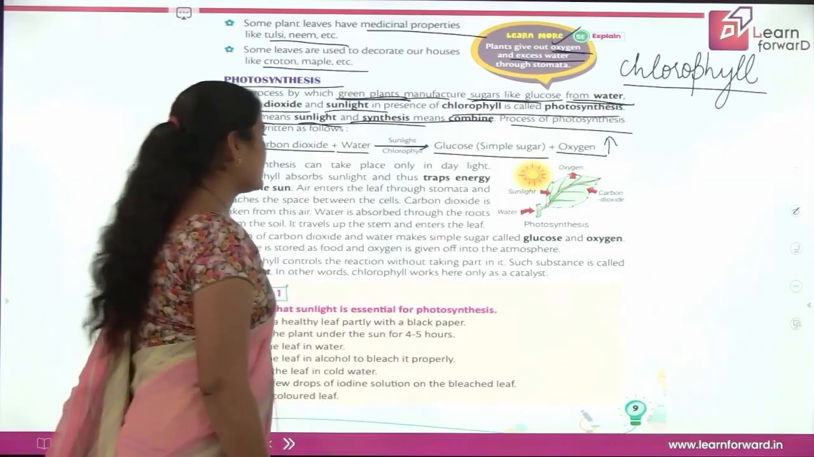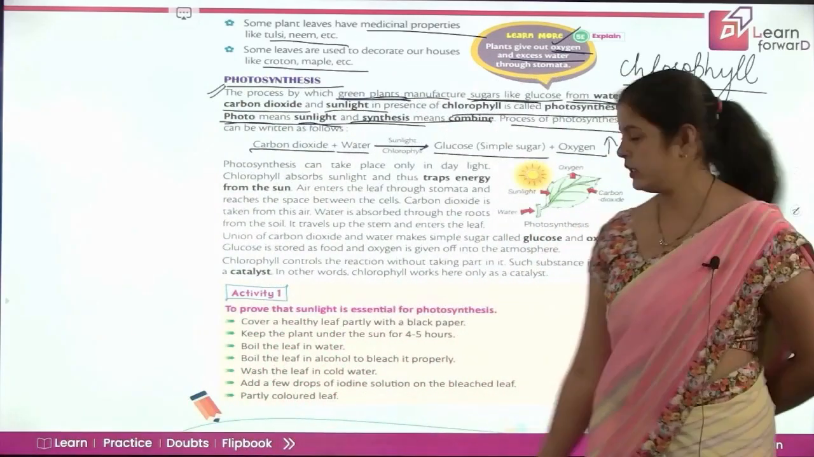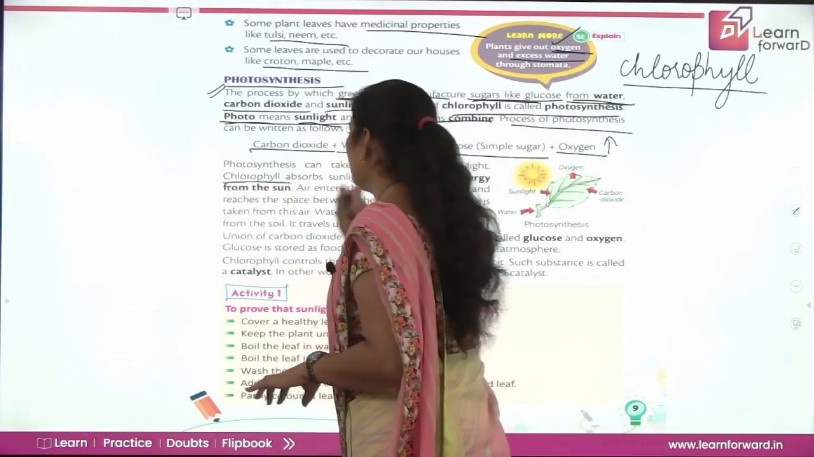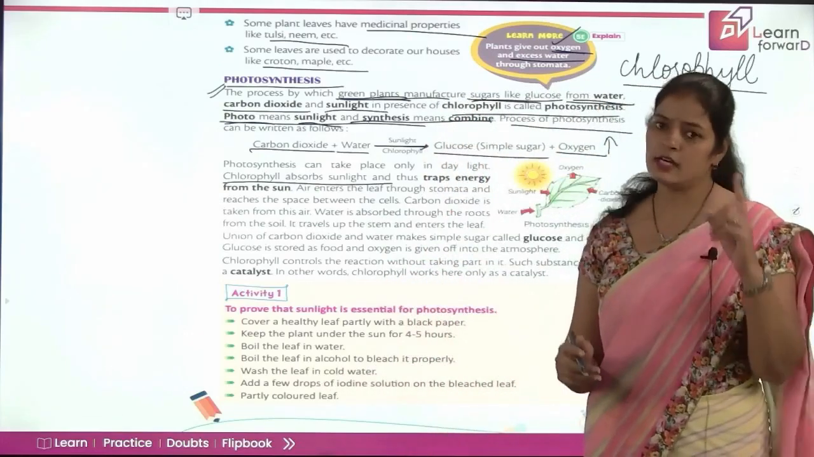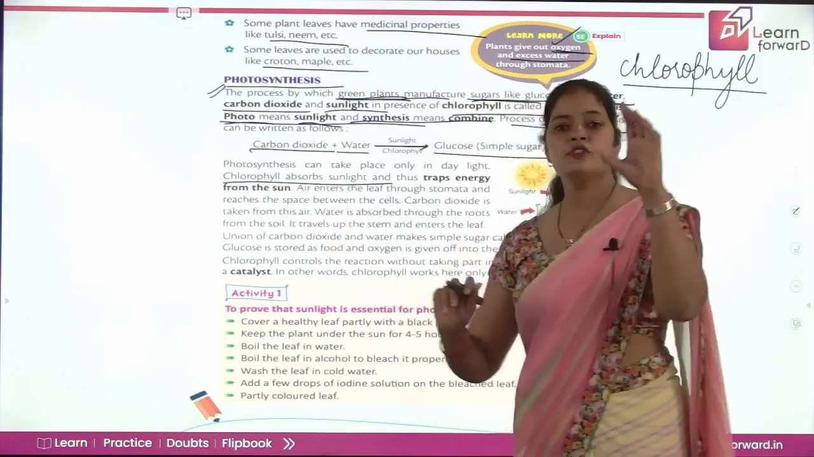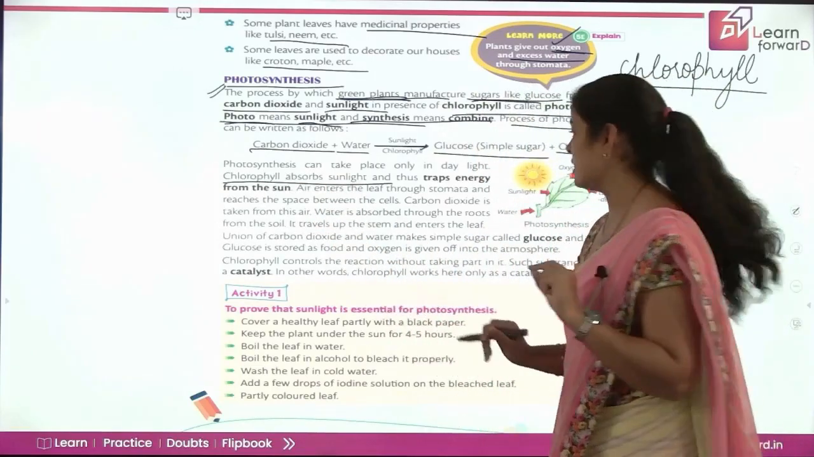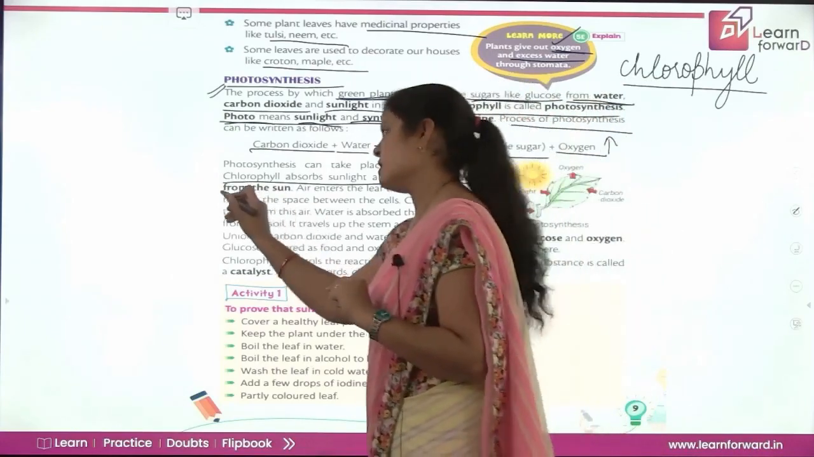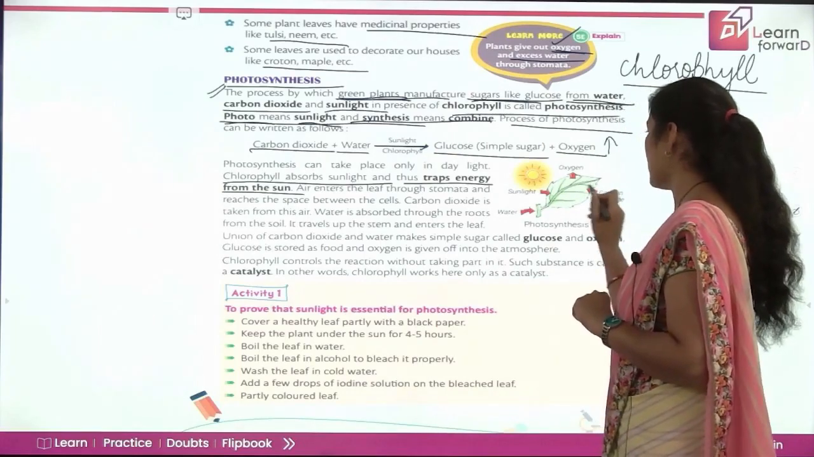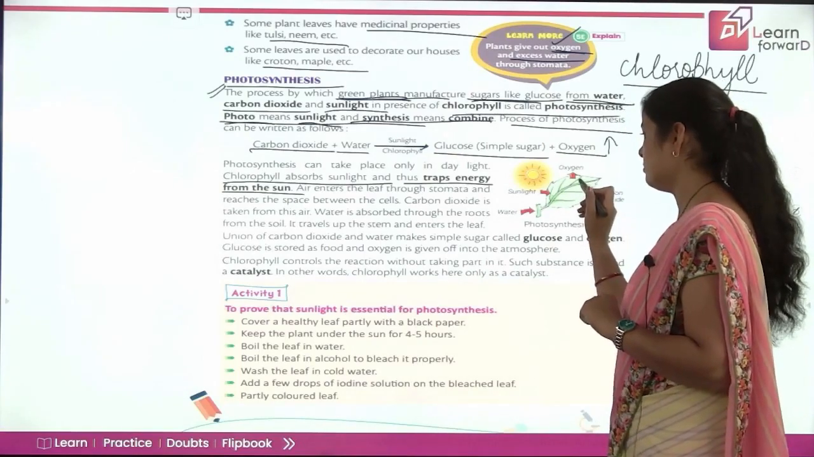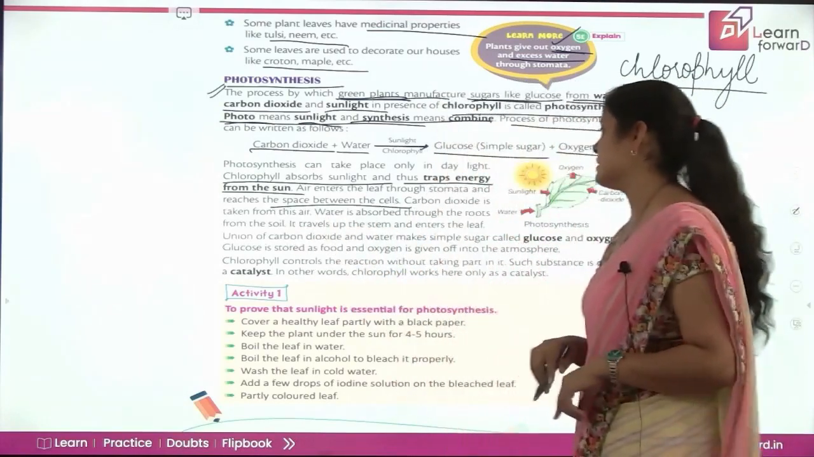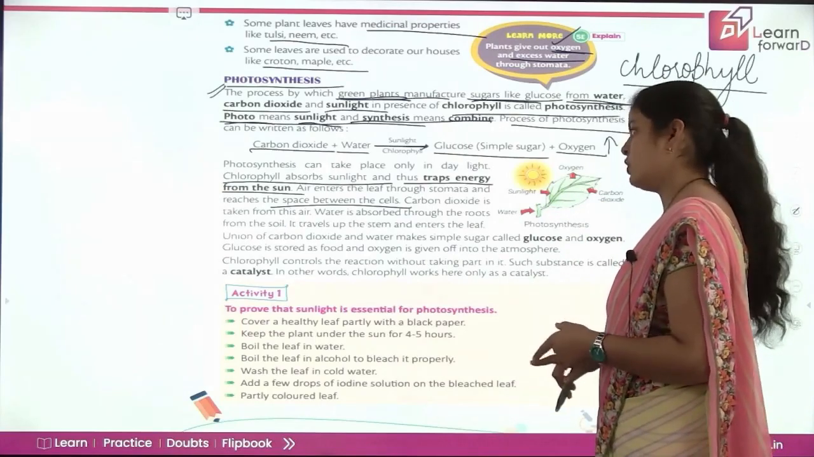Now photosynthesis can take place only in daylight, because sunlight is present. Chlorophyll has a property to absorb sunlight. So why are we continuously saying that sunlight should be present and chlorophyll should be present? Because chlorophyll can trap the sunlight that is coming from the sun and thus traps energy from the sun. Fine. Air enters the leaf through stomata. Carbon dioxide enters the leaf through the stomata, and it reaches the space between the cells. Carbon dioxide is taken from the air, water is absorbed through the roots.